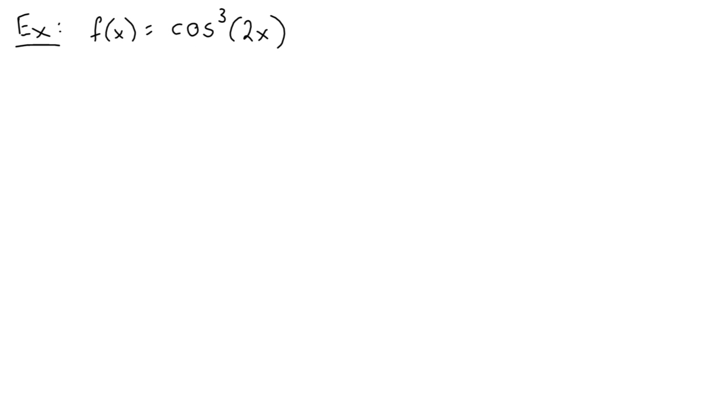Okay, and of course I can combine this with other things. Maybe I have a cosine cubed of 2x. Again, I'm going to need more than one function here. So the outside function is the cubing, right? That's the last thing I do. Then the middle thing would be the cosine. And the inside, the very first thing I do, would be multiply by 2.